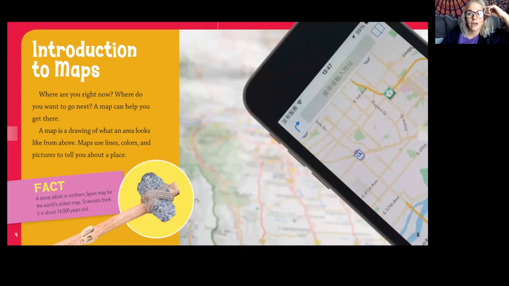That's a really good way to give us an idea of what maps look like, or even when we talk about Google Earth and how we've used that, what does it look like from outer space? So it's always like a bird's eye view, like looking down. Maps use lines, colors, and pictures to tell you about a place.